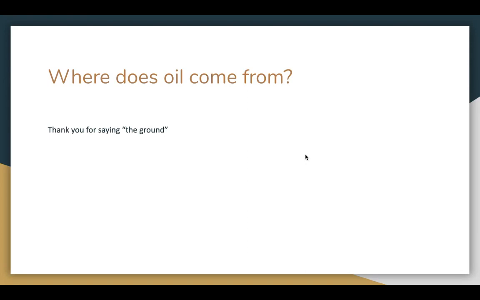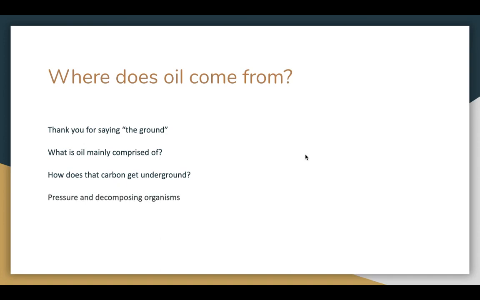Typically, people think the ground, and that's true. It does come from the ground. What is it mostly comprised of? It's carbon, really. It is carbon, and you want to write that down as well. And how does carbon get underground? Well, actually, it gets underground by people dying, and organisms dying, and plants dying, and it gets pressurized. So carbon gets pressurized. And when that carbon gets pressurized underground, it creates oil.